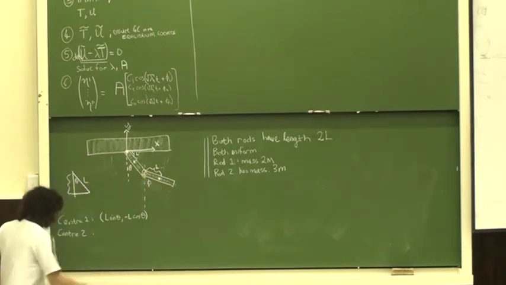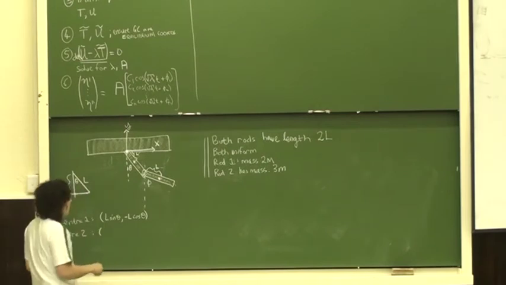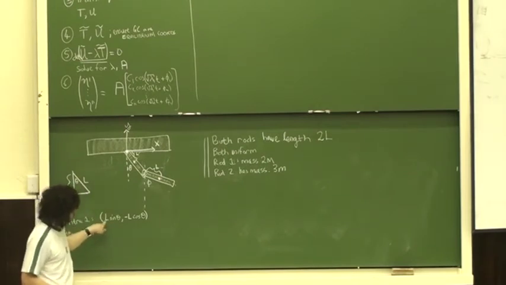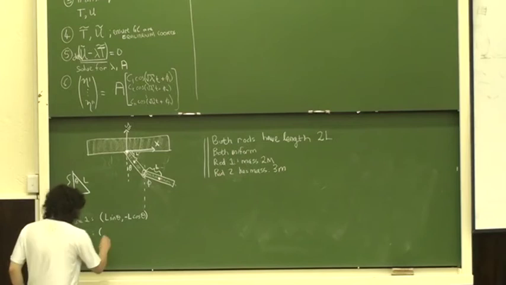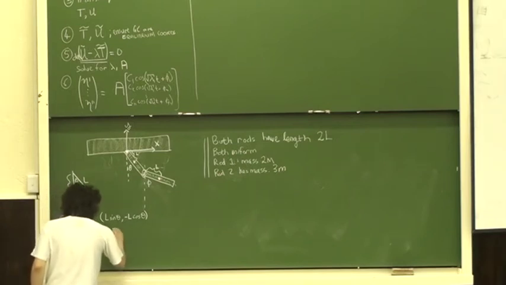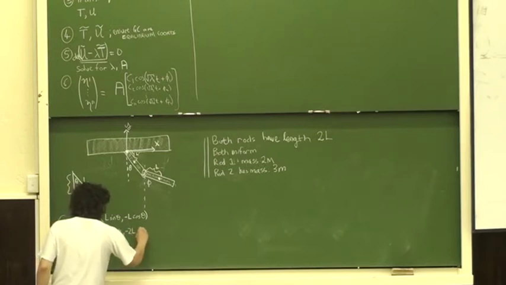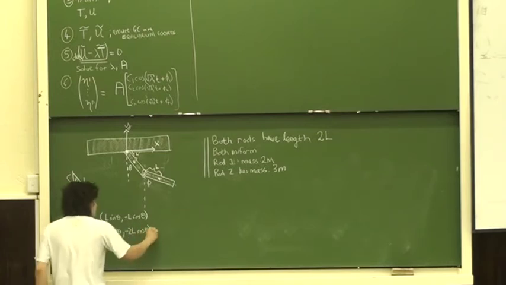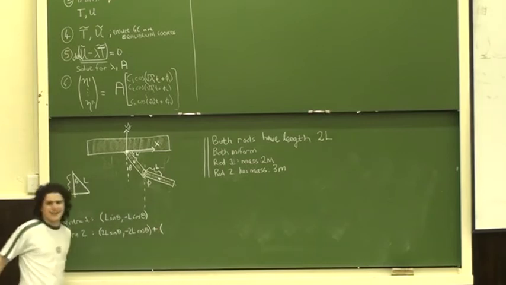So, let's see. Where do we start? Well, that's very easy. It's just the distance 2L. Right? So it's just 2L sine theta, and minus 2L cos theta. And now we add the offset.